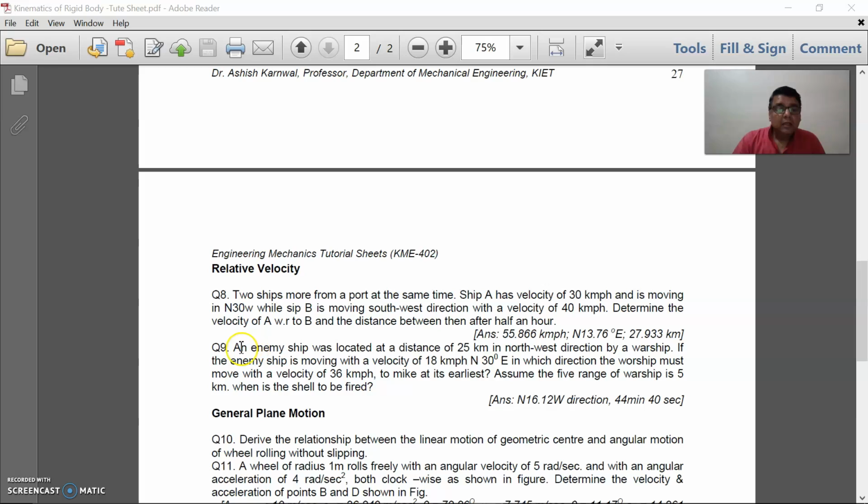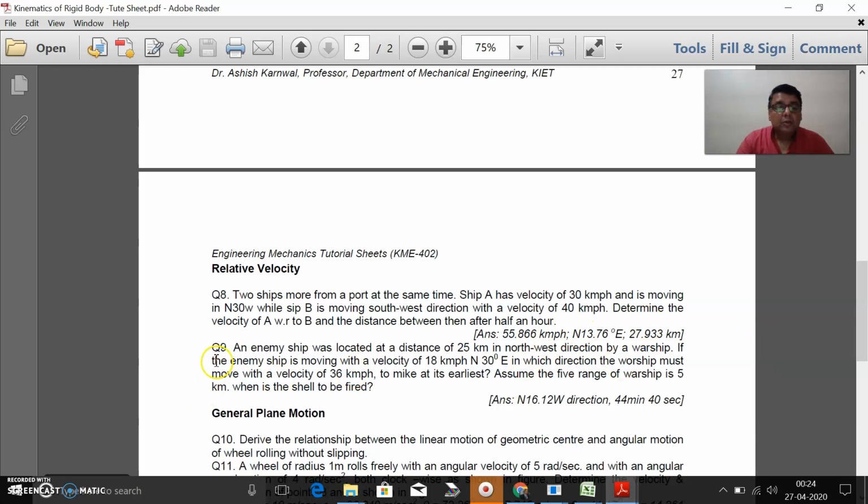Next numerical. This is the last numerical of relative velocity, and in this, an enemy ship was located at a distance of 25 km northwest direction by a warship. Okay, I'll read out this again. An enemy ship was located at a distance of 25 km in northwest direction by a warship. If the enemy ship is moving with a velocity of 18 km per hour north 30 degree east, in which direction the warship must move with a velocity of 36 km per hour so that it can strike at its earliest.